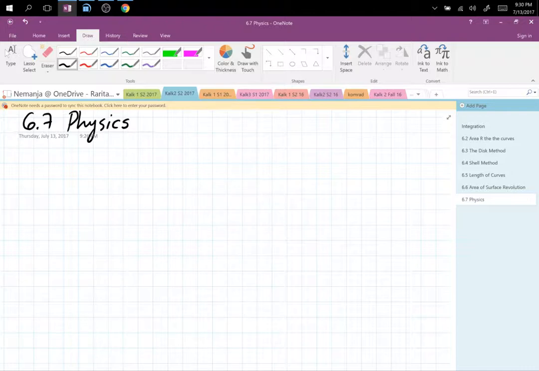You've seen in Calc 1 a lot about velocity, acceleration, position, and all of these cool things. Now we're going to talk about mass, which we are going to quantify. We're going to quantify that aspect of our reality. So the definition of mass is going to be the integral of the density function.